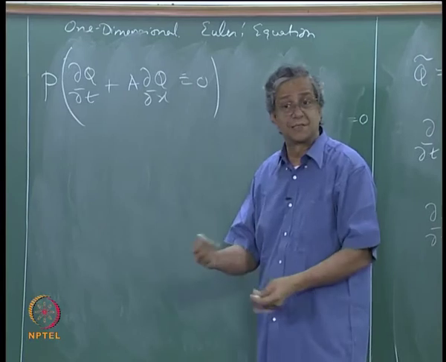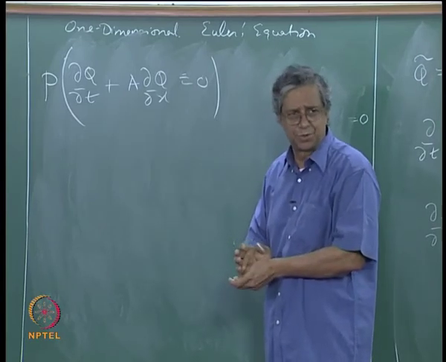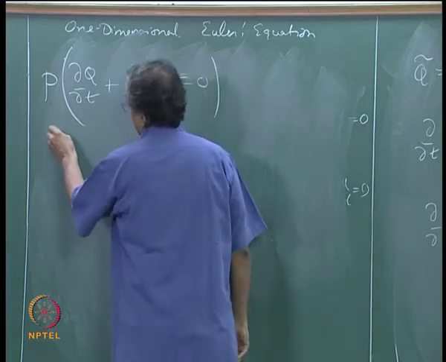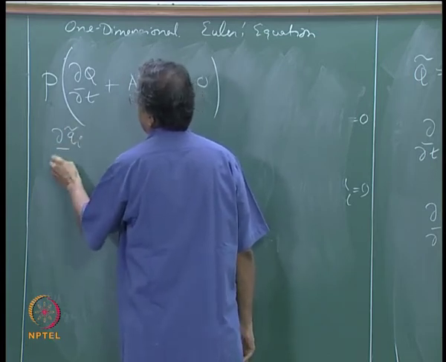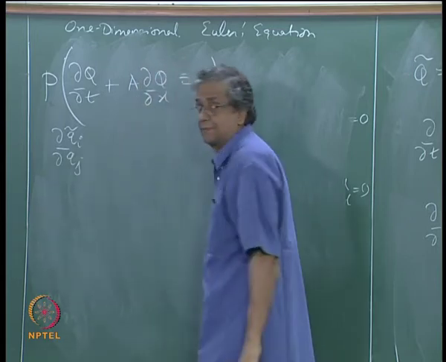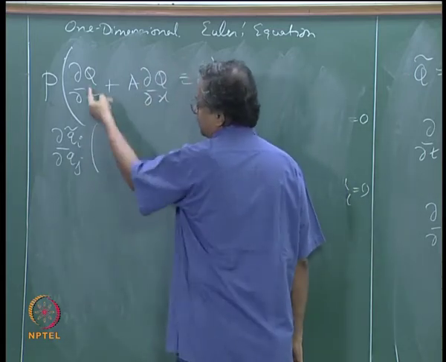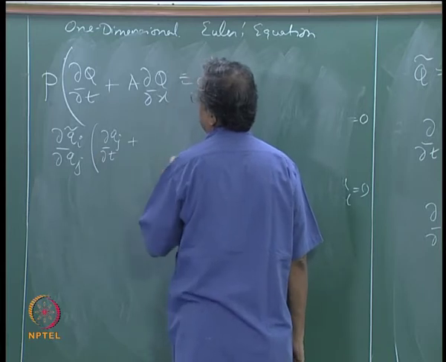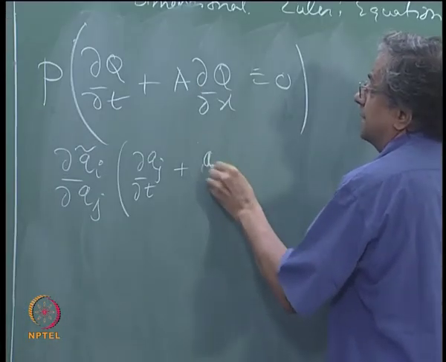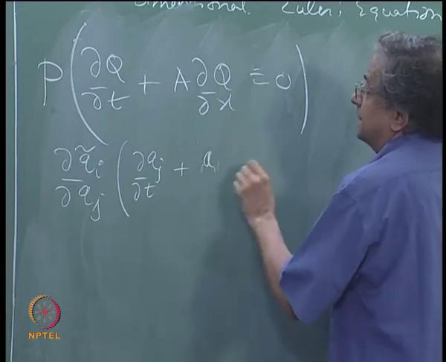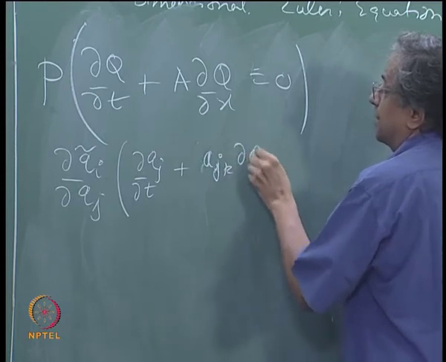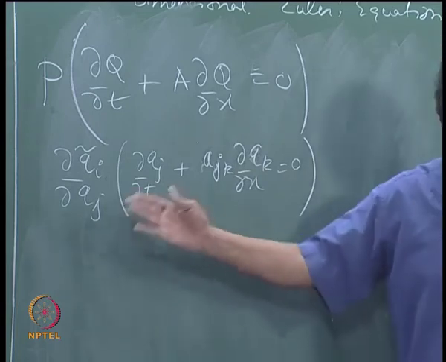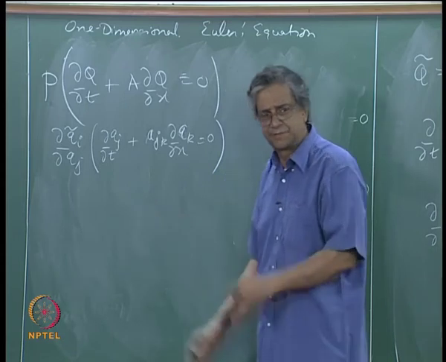Another way to look at it is that I am just using the chain rule. I want to make sure there is no confusion here. Since I have already used i, use k: dou q_j by dou t plus A_jk dou q_k by dou x equals 0. You can look at it as just using the chain rule. Am I making sense? There are different ways by which you can look at this.